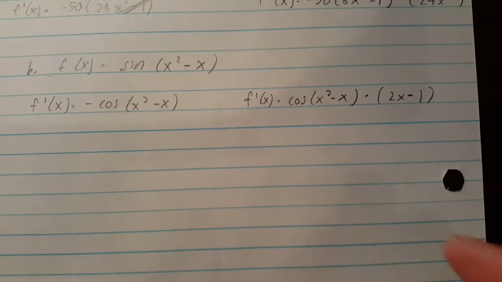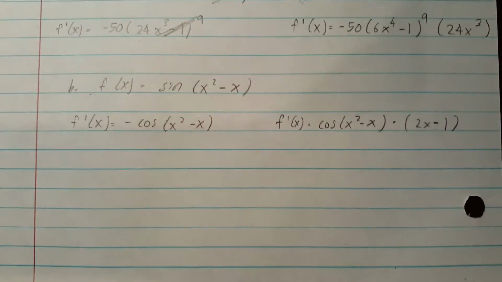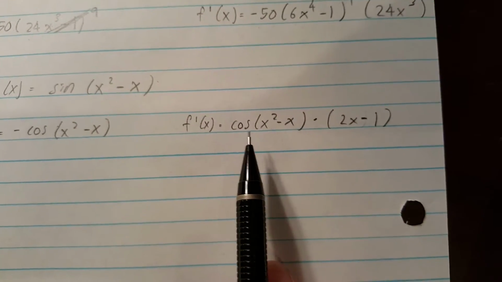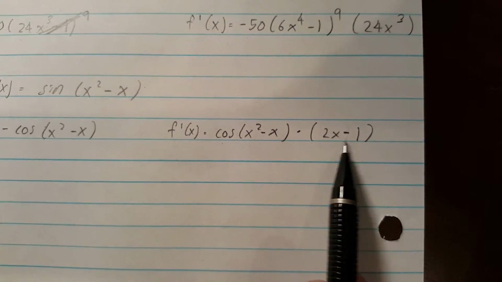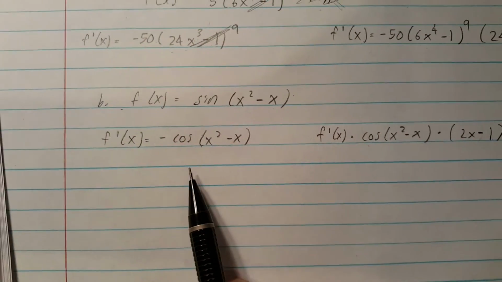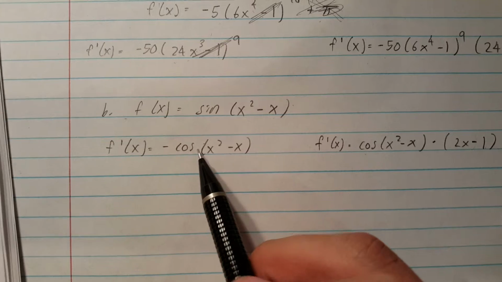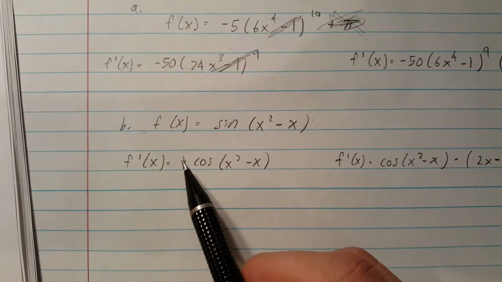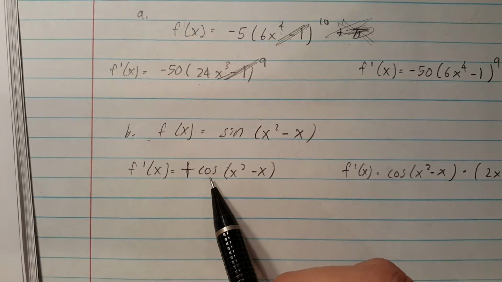Remember, chain rule is the derivative of the outside times the derivative of the inside. Let's look at this guy right here. I wrote f prime of x is equal to cosine of (x squared minus x) times (2x minus 1). So Mr. Suluklak got the first derivative almost correct. The negative should be a positive because the derivative of sine is positive cosine.